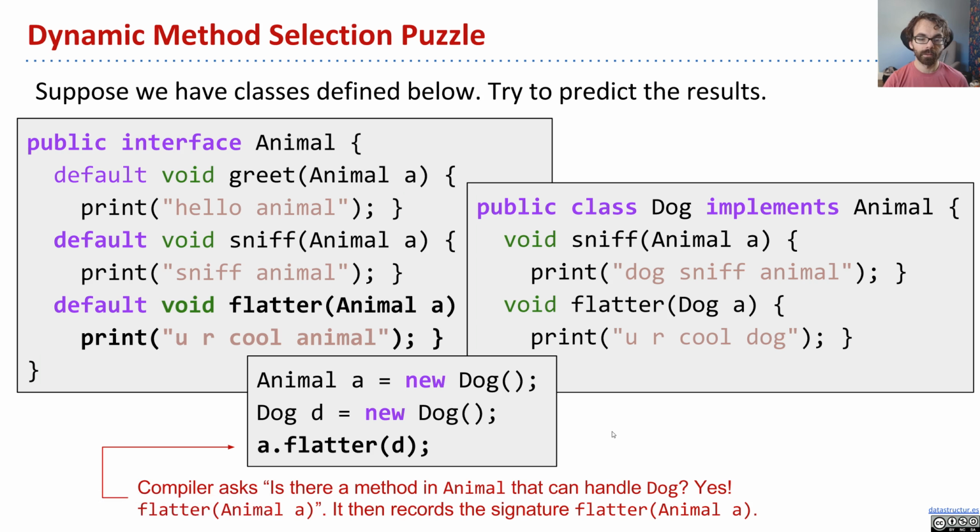Okay. So just to look at this visually one last time then, whenever this code is compiled, the compiler says, is there a method in animal that can handle dog objects? Yes, right? So in that case, what is that method called? It's called flatter animal A. So it writes it down in some ledger book. And then later when the code actually runs, it has to use a method with that exact signature because that's what overriding is all about.